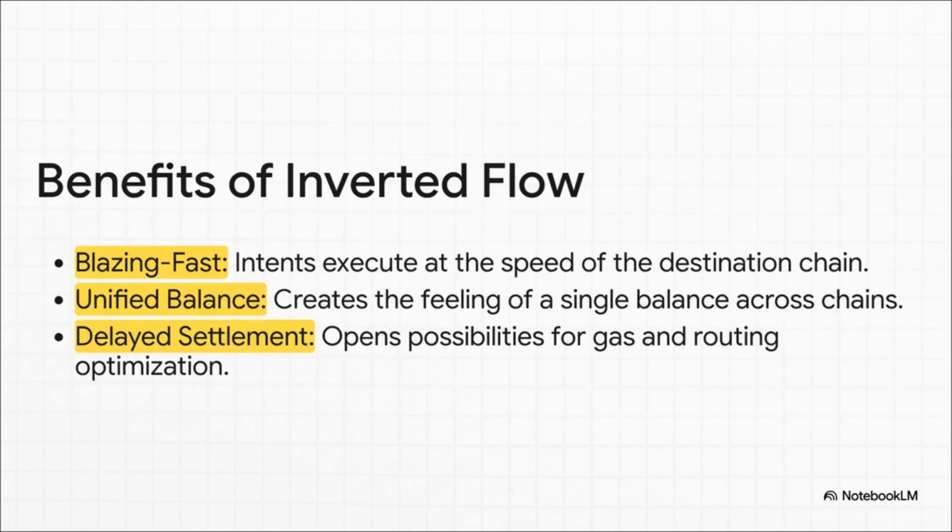So what are the benefits of this inverted flow? Well, first off, it is blazing fast. Your intent gets executed at the speed of the destination chain, because you're not waiting for the origin chain to slowly process things anymore. It also creates this incredible feeling of a single, unified balance. It feels like your money is just everywhere at once, ready to be used. And finally, this idea of delayed settlement, it opens up all these new possibilities for optimization. Relayers can batch things, find better routes, and ultimately save everyone on gas.